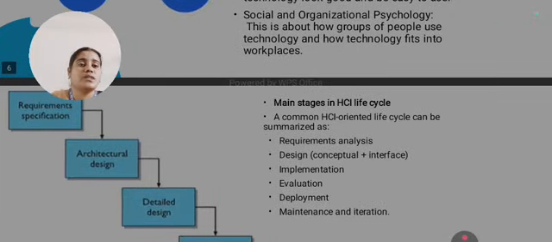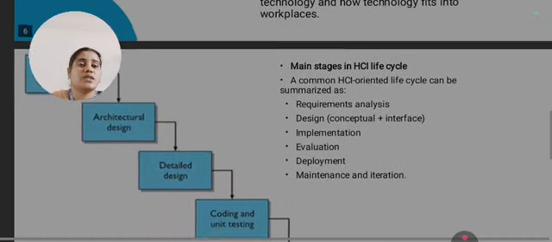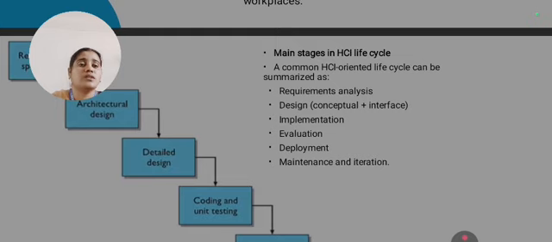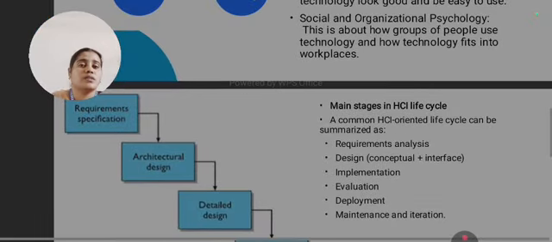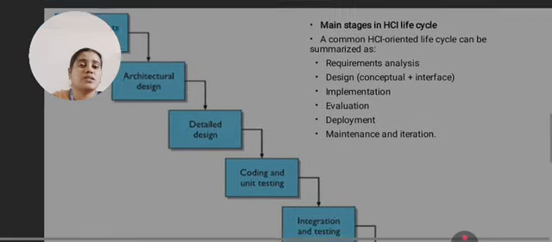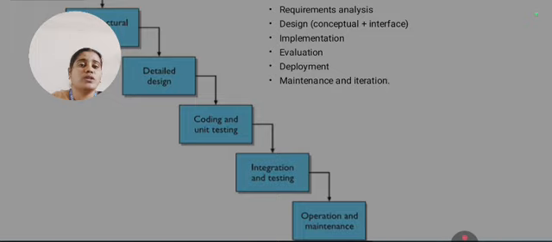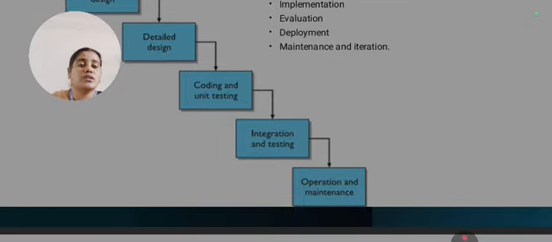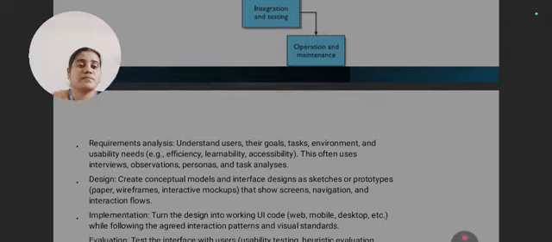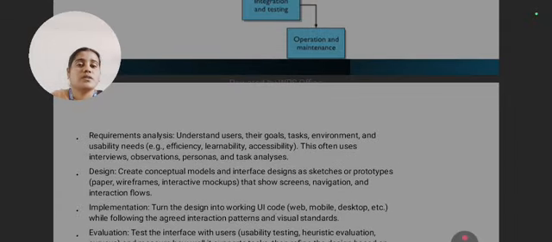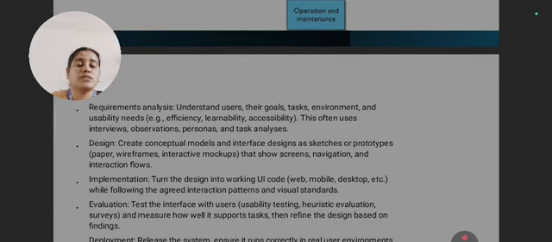Next one is the main stages in the HCI life cycle. A common HCI oriented life cycle can be summarized as requirement specification, architectural design, detailed design, coding and unit testing, integration testing and operation maintenance. Requirement analysis means understanding users, their goals, tasks, environment and usability needs. This often uses interviews, observation, personas and task analysis.